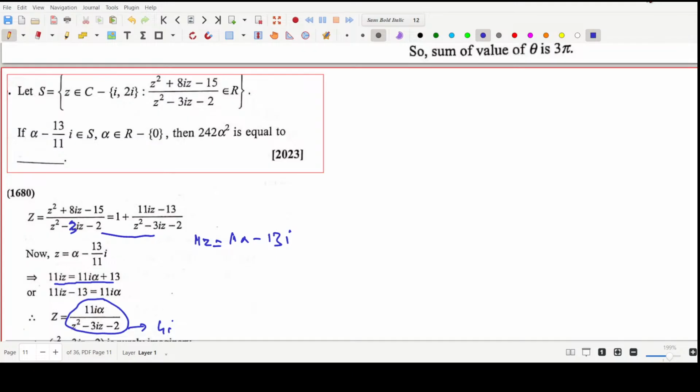So basically z square minus 3iz minus 2 plus 11iz minus 13, whole of this by z square minus 3iz minus 2. So this is 1 plus this by this. Okay, we just modified this. And why are we trying to modify this? Because in 11iz minus 13, there is 11 and 13. We are trying to get it in this format to use this 11 and 13. Clear now?